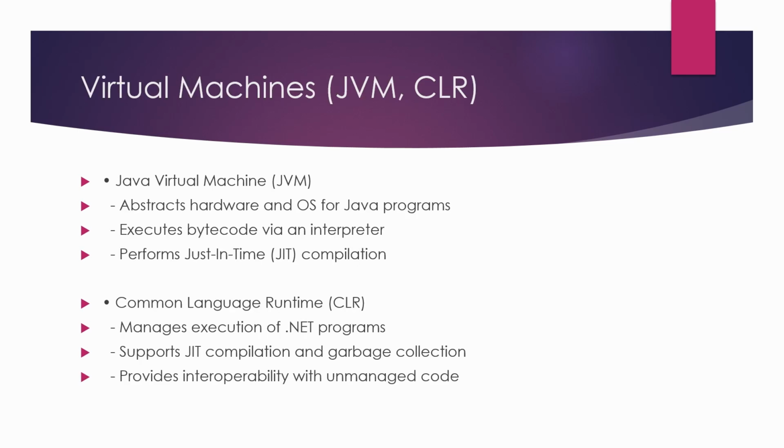Now let's explore virtual machines, starting with the Java Virtual Machine, or JVM. The JVM abstracts the underlying hardware and operating system, providing a consistent environment for running Java programs. It executes bytecode and performs just-in-time compilation, converting bytecode into machine code at runtime. The Common Language Runtime, or CLR, is part of the .NET Framework. It manages the execution of .NET programs, supports JIT compilation, and provides garbage collection, ensuring efficient memory management.